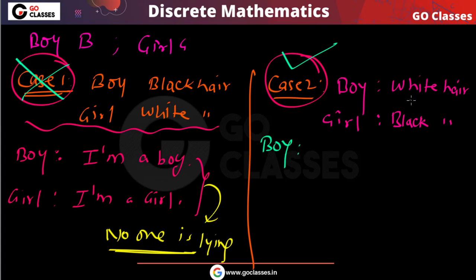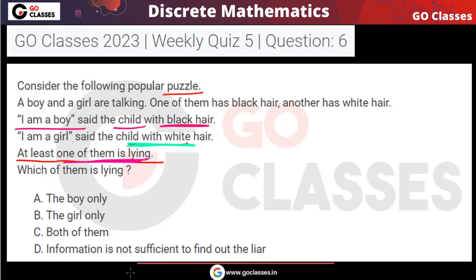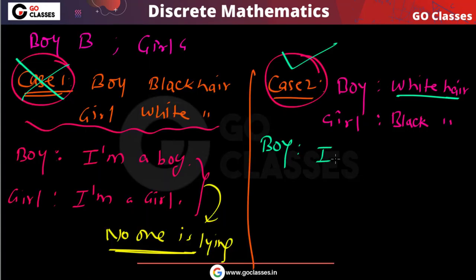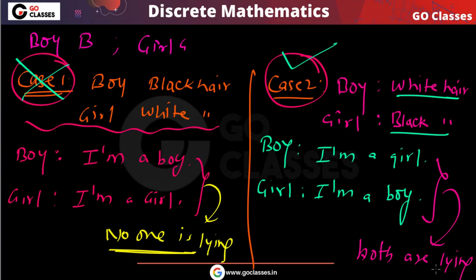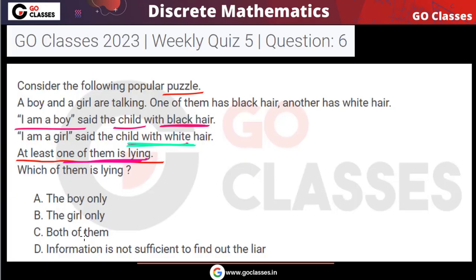Now in case 2, the boy has white hair, and the child with white hair is saying I am a girl. So the boy is saying that I am a girl. Definitely the boy is lying. And the child with black hair is saying I am a boy. So the girl is saying I am a boy, and the boy is saying I am a girl. So definitely both are lying, because the question is saying at least one of them is lying. So finally I can say that both of them are lying. So the answer will be option C.